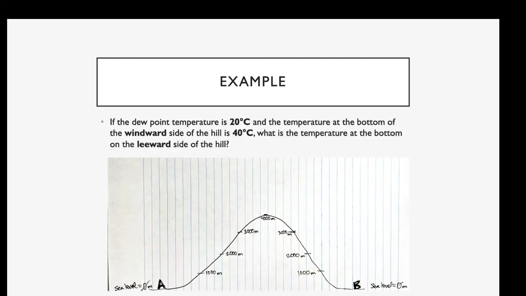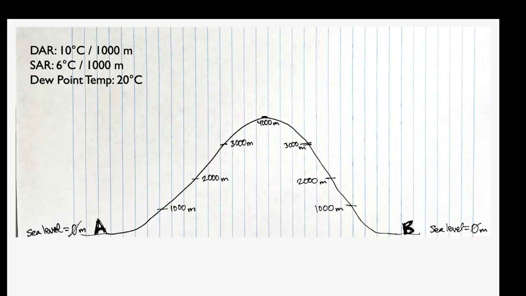Here is an example problem involving adiabatic rates. If the dew point temperature is 20 degrees Celsius and the temperature at the bottom of the windward side of the hill is 40 degrees Celsius, what is the temperature at the bottom of the leeward side of the hill? Let's take a closer look at the diagram to determine this.